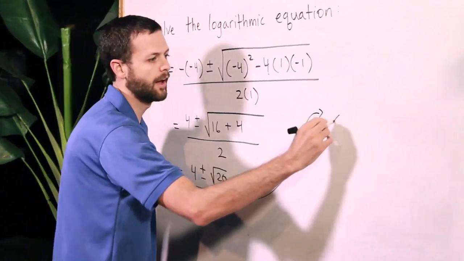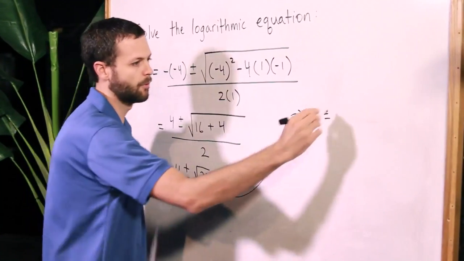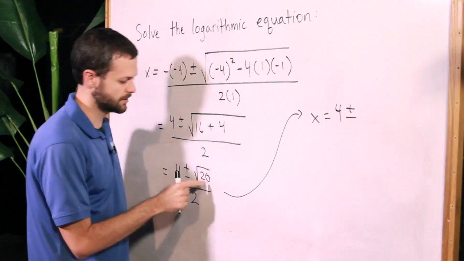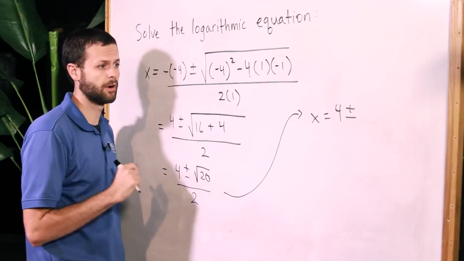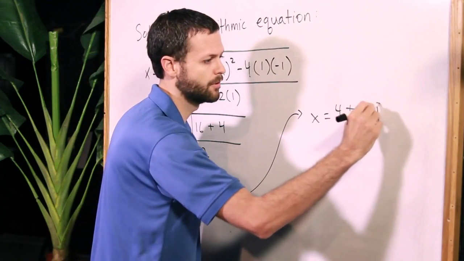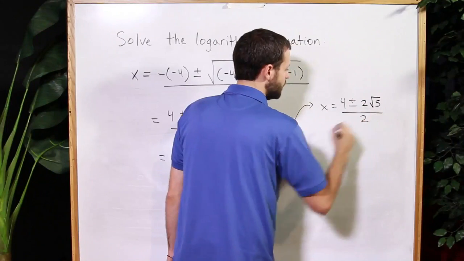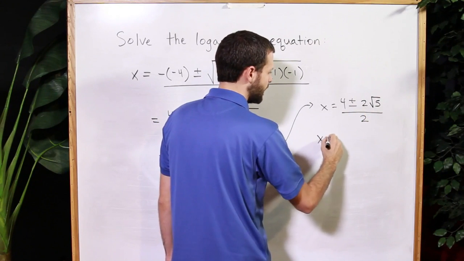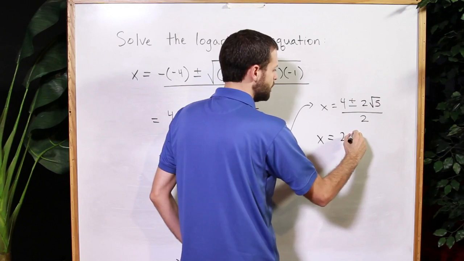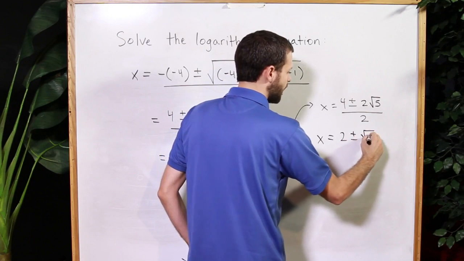I now have x is equal to 4 plus or minus this 20. Think of this as 4 times 5. I can take the 4 out of the square root, so it turns into a 2 square root of 5 over 2. Or more simply, if I divide everything by this 2, I finally get x is equal to 2 plus or minus the square root of 5.